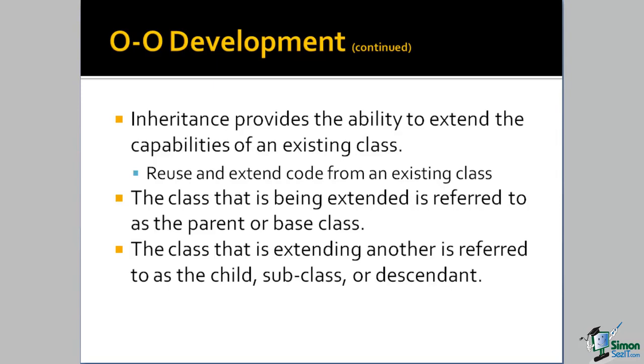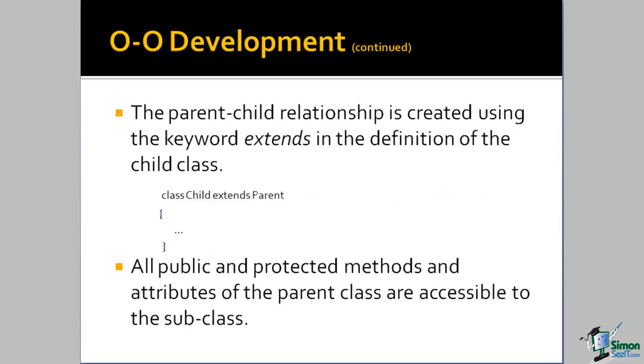In the object-oriented world, the class from which we are inheriting is known as the base class or the parent class. The class that we're creating that is inheriting from the parent or the base class is known as the child class or the subclass or the descendant of the parent class. Object-oriented development allows us to reuse and extend an existing class for our own purpose without affecting the original implementation of the class. So how do we create this parent-child relationship?